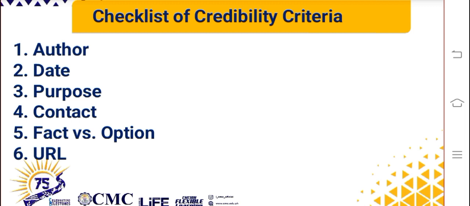Number 2, date. Look for copyright information at the bottom of the website's homepage.